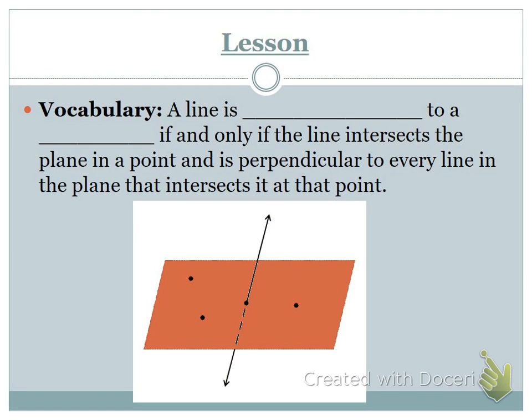All right, our vocab today. A line is perpendicular to a plane if and only if the line intersects the plane at a point and is perpendicular to every line in the plane that intersects it at that point.